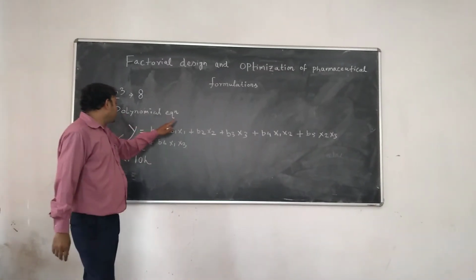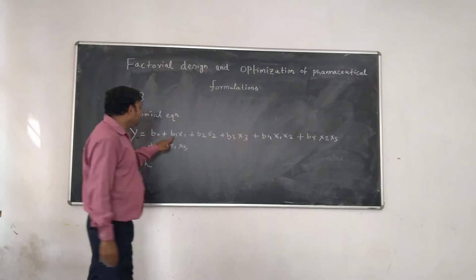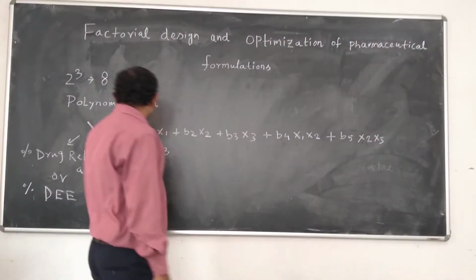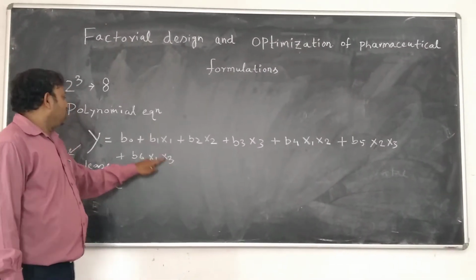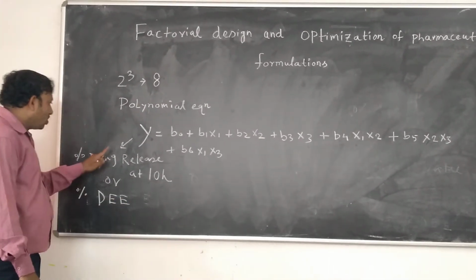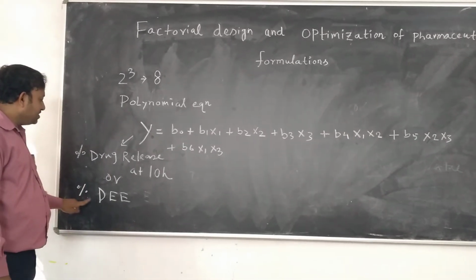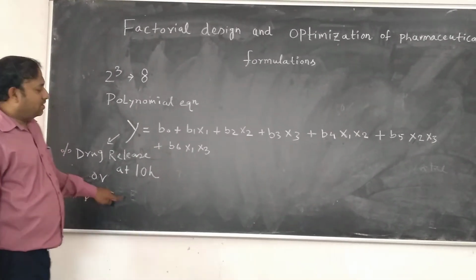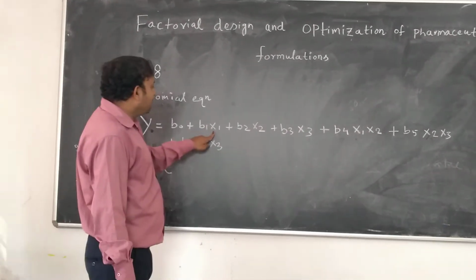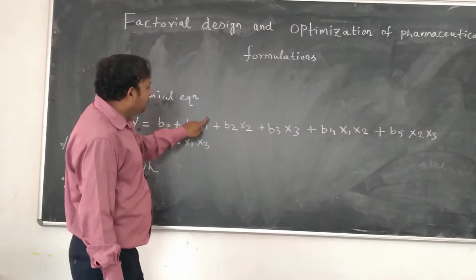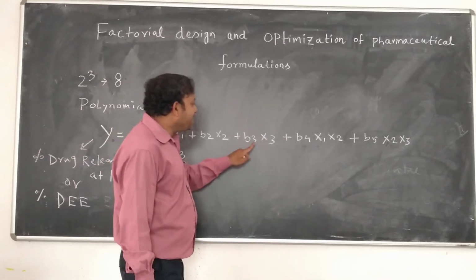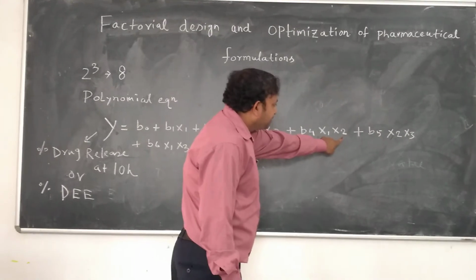Now the polynomial equation: y equals b0 plus b1x1 plus b2x2 plus b3x3 plus b4x1x2 plus b5x2x3 plus b6x1x3. Here y is considered as the drug release at 10 hours, or the percentage drug entrapment efficiency, or other forms like density and size. So y depends on the influence of the individual factors, and also on the interaction between the factors.